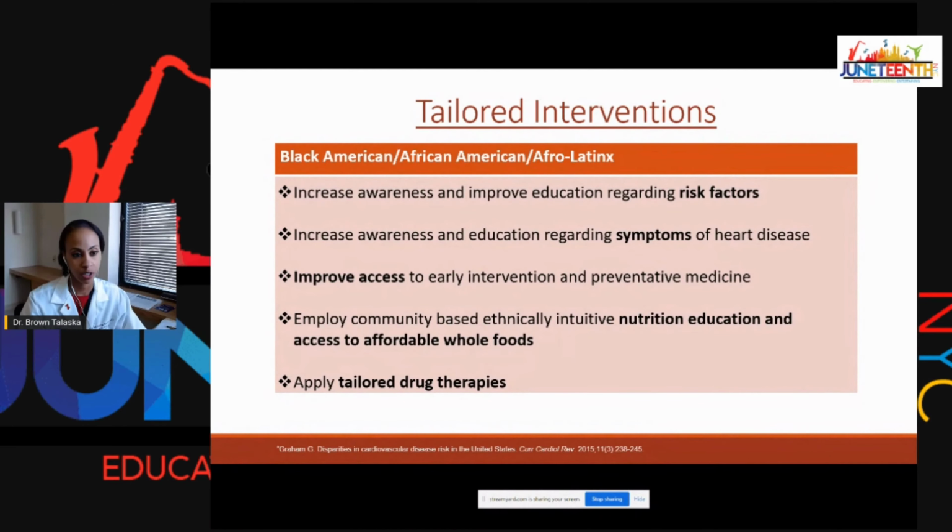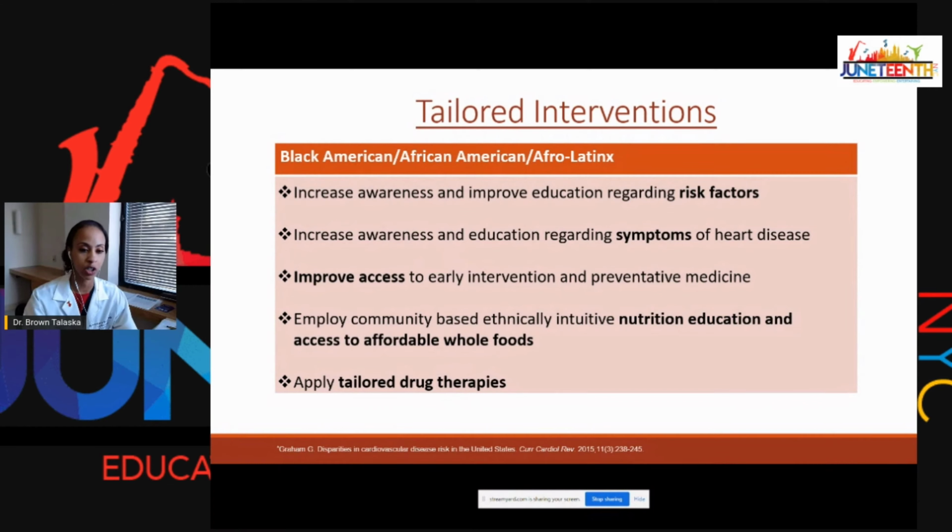So tailored interventions for our Black American, African American, and Latinx communities from the Latino or Afro-Latina population, increase awareness and education is paramount. If you don't know, right, then there's a passage from the Bible for those who are biblical scholars: my people perish for lack of knowledge. And so you want to increase awareness and improve education regarding risk factors. You want to increase awareness and education regarding symptoms. So both risk factors and symptoms, and then you improve access, right? How are you getting the care that you need?